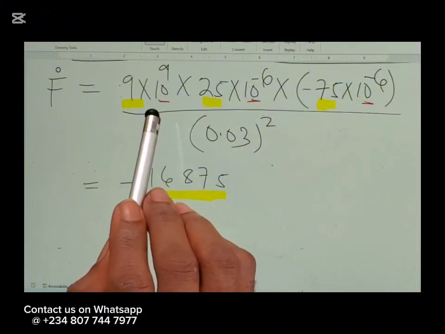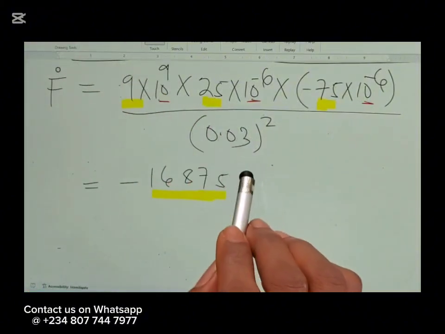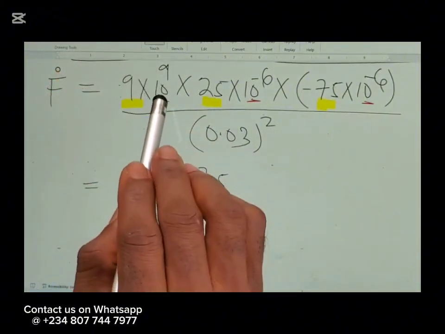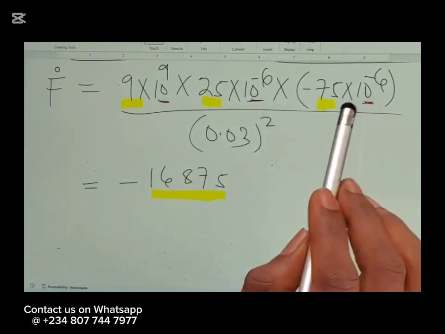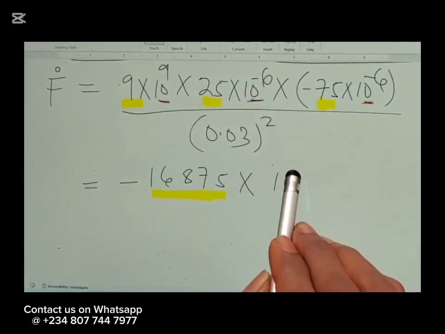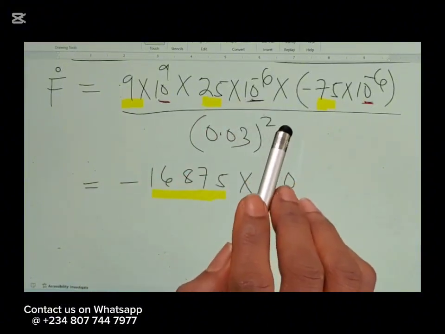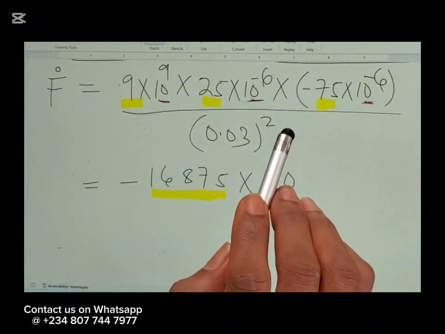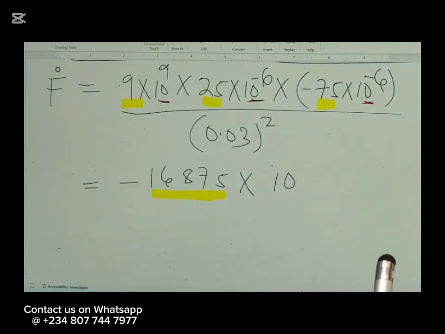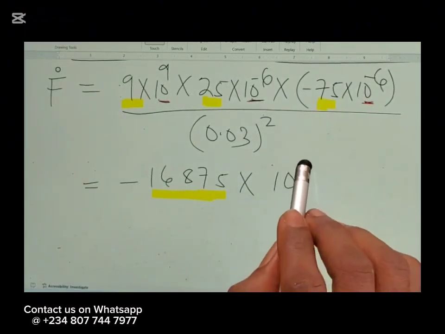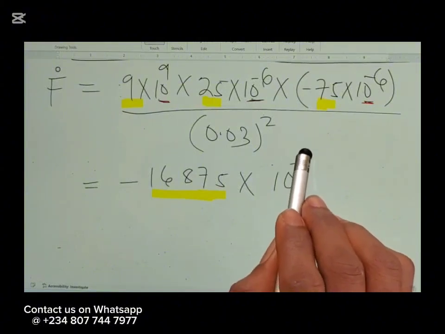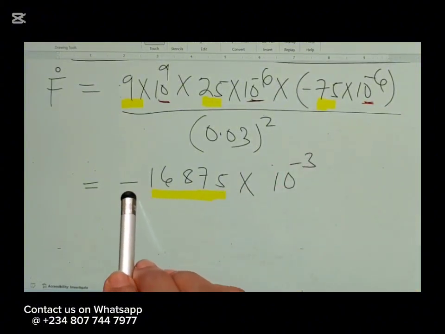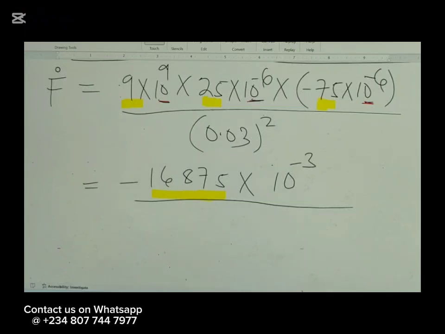So class, let's try to simplify the terms. This is 10, this is 10, this is 10, this is 10. You take only one, that is times 10. You add up their power, that is 9 minus 6 gives us 3, and then minus 6 again gives us minus 3. All divided by 0.03 square.